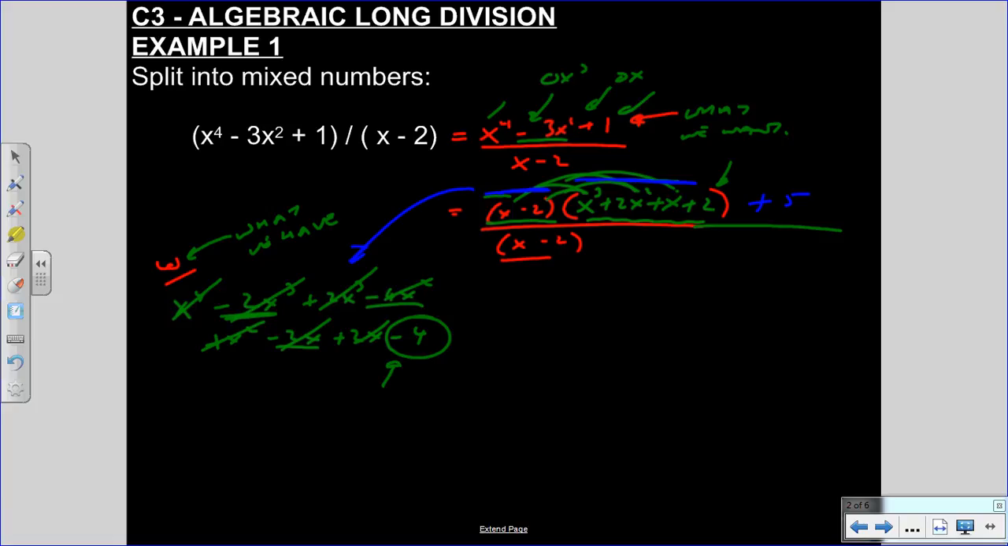Okay, so how do we finish this off? Well, we can now split this fraction up.